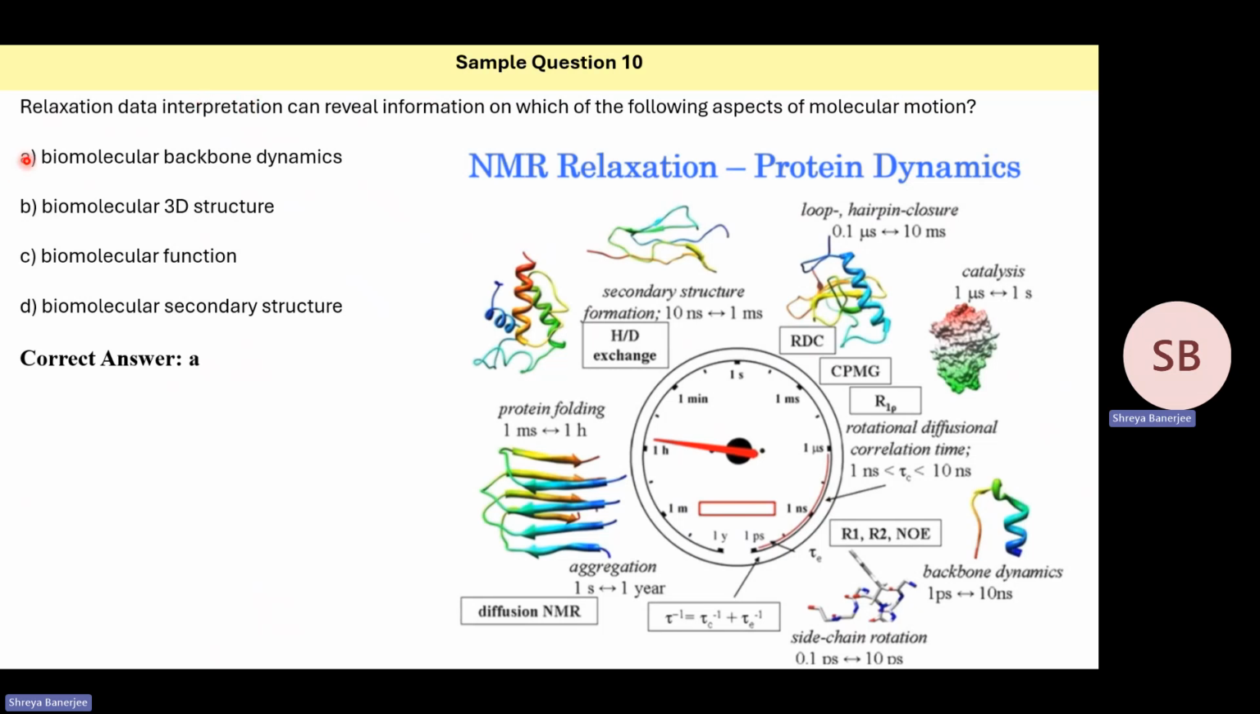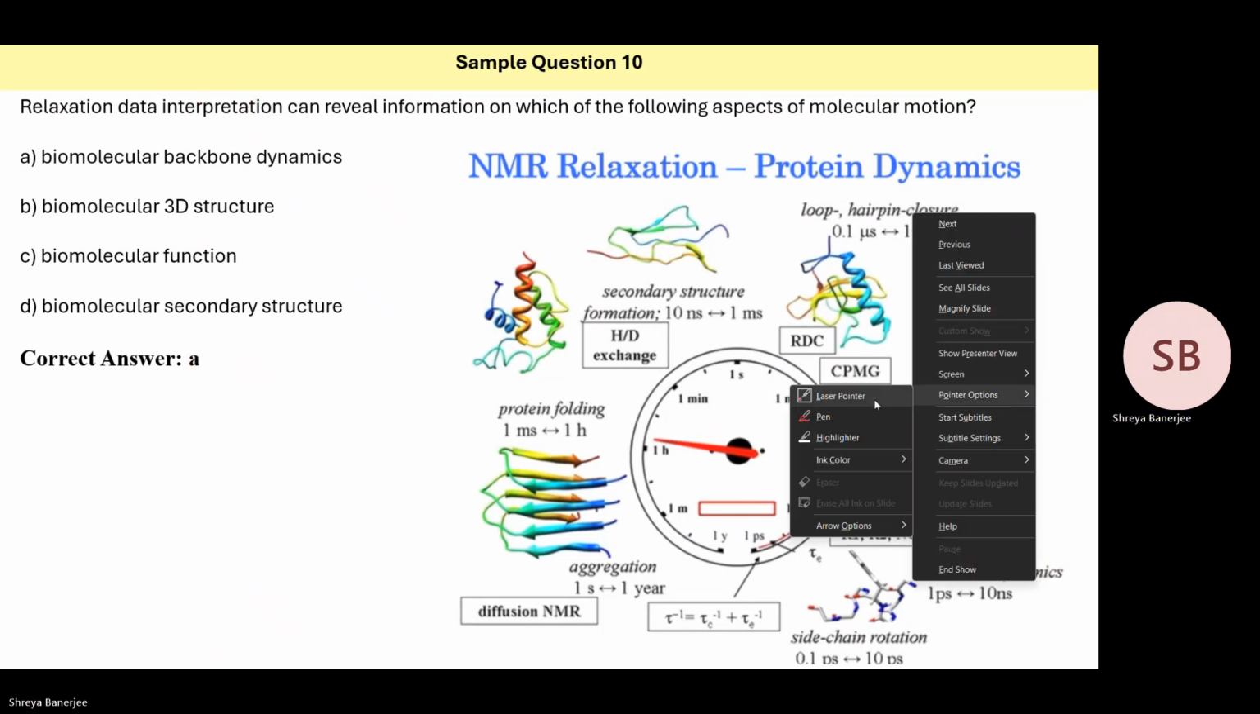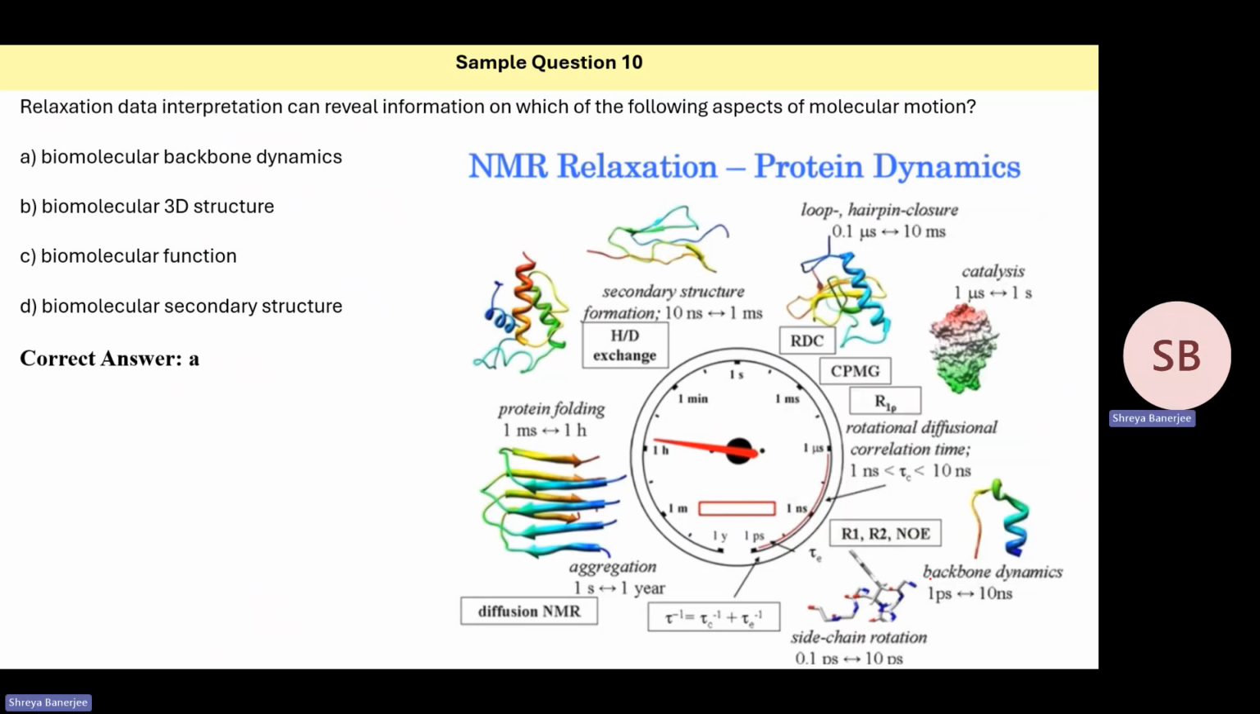So the correct answer is option A. You can see the backbone dynamics. For the backbone dynamics, you get the information from relaxation data: R1, longitudinal relaxation, R2, transverse relaxation, and NOE. So it is backbone dynamics, that is option A, which is the correct answer.